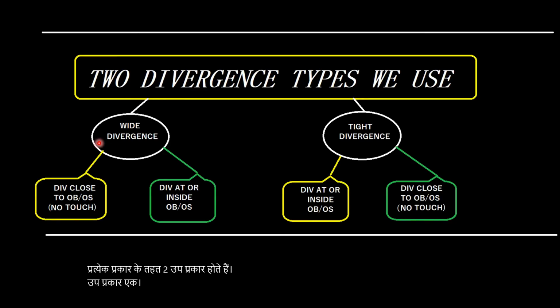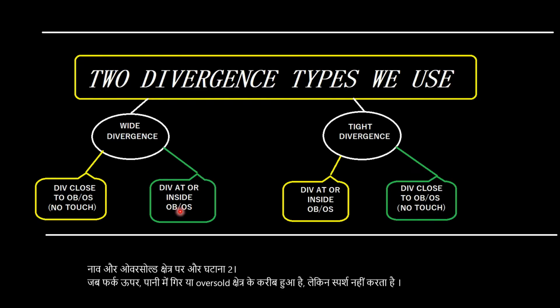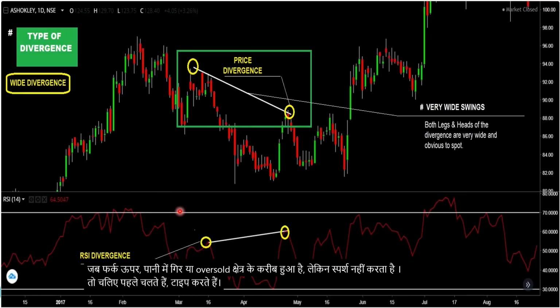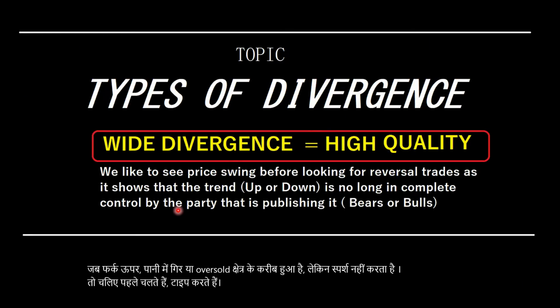Subtype 1 is when the divergence occurs at or inside of the overbought and oversold region, and subtype 2 is when the divergence occurs close to the overbought or oversold region but doesn't touch. So let's go to the first type, which is the wide divergence.